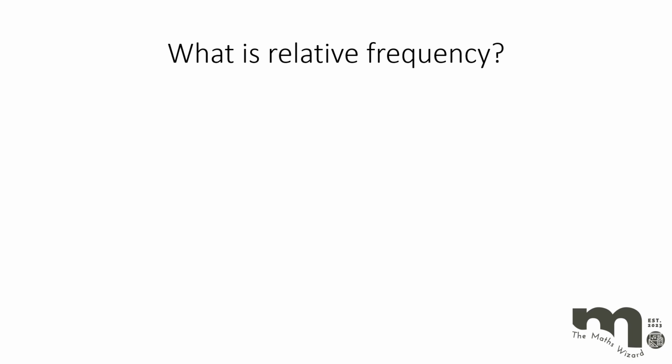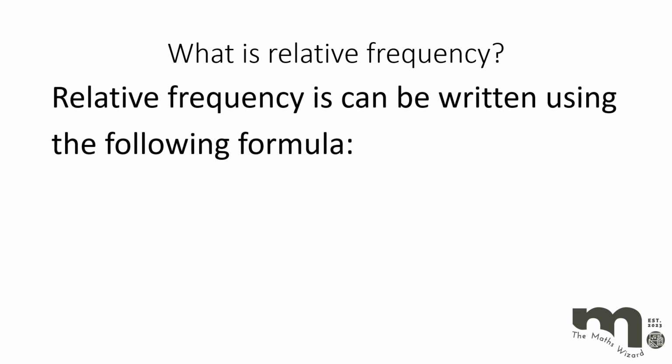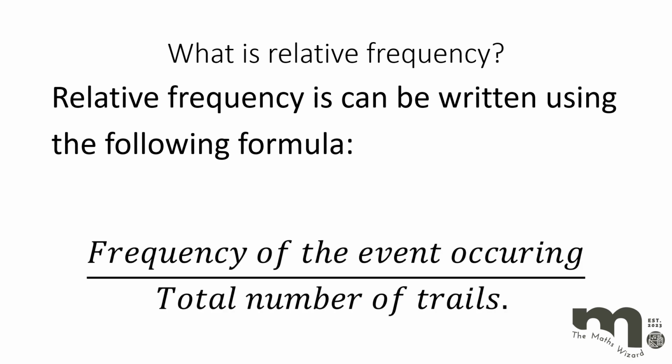There is a formula you can use for this. So relative frequency can be written like this: the frequency of the event occurring divided by the total number of trials. So we saw that with the previous slide when we had 60 heads out of 100 trials.